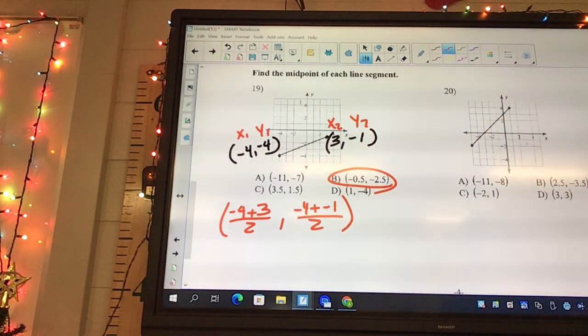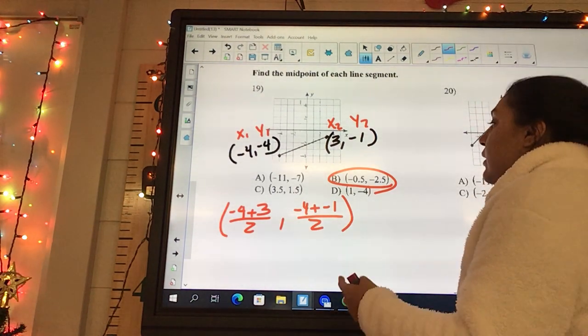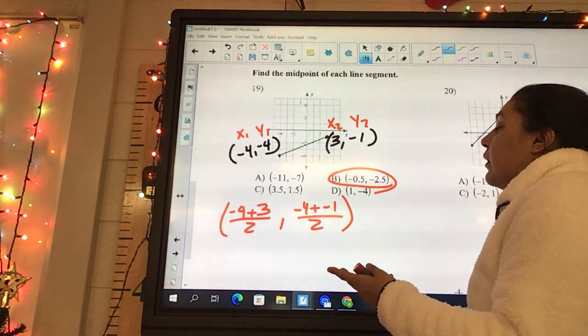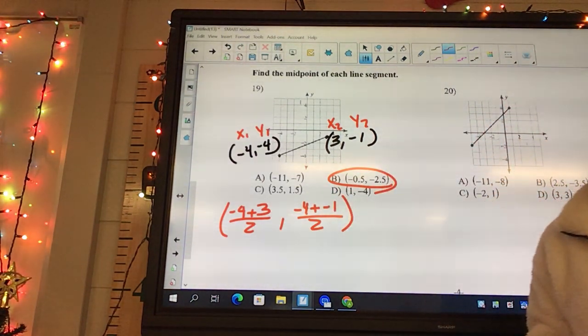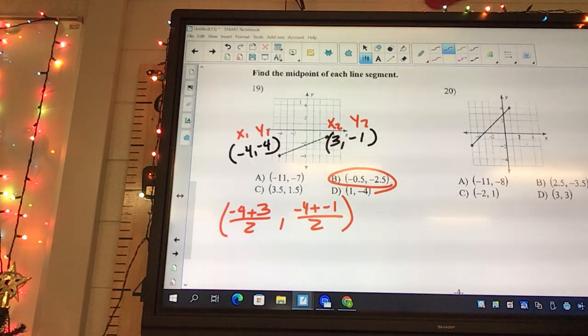It was the first one you saw. Okay, so you don't have to go through and do the whole thing if you don't need to. Make sure you have the formula on there though, okay?